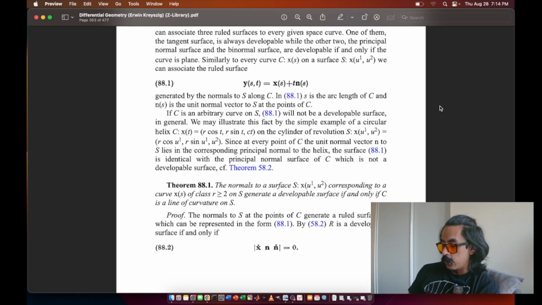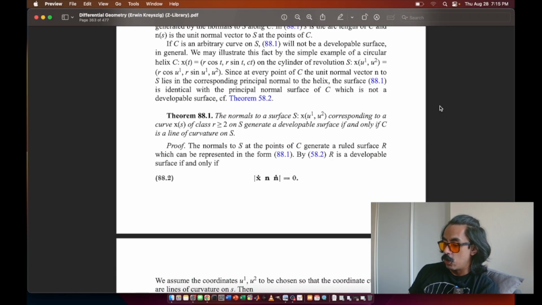In general, we may illustrate this fact by the simple example of a circular helix, capital C now, which gives a vector parametric representation which is, entry-wise, three entries: r cosine t, r sine t, and ct. On the cylinder of revolution, capital S, with a vector parametric representation x in terms of u1 and u2, which is now r times cosine u1, then r times sine of u1, and then u2.